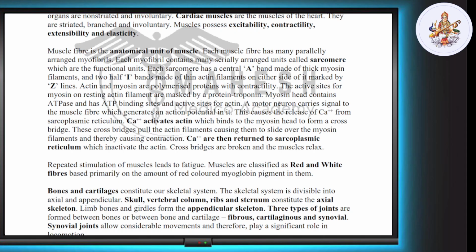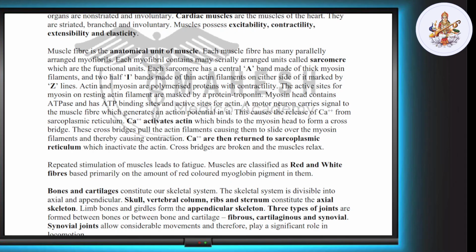Sarcomere structure. Let me explain this like a blueprint. Each sarcomere has a central band made of thick myosin filaments, two half-I bands made of thin actin filaments on either side. The boundary of each sarcomere is marked by Z lines. The most important point here is the interaction between actin and myosin is what causes muscle contraction.